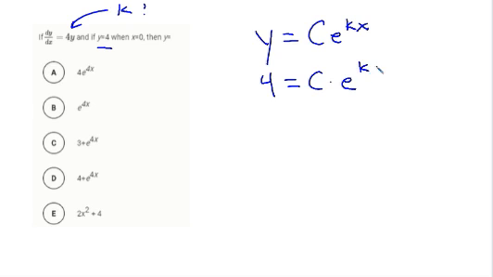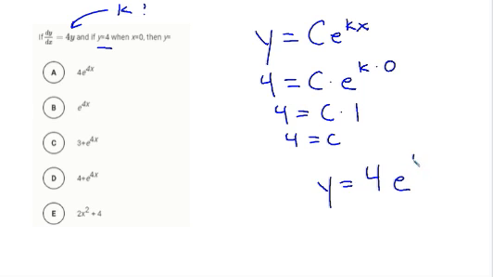But I have k times 0 right now, and so that's e to the 0. e to the 0 is 1. My c value is 4. And my equation now is y equals 4e to the 4x. Notice it's kind of odd, this problem. The c value and the k value wound up being the same thing, but we need to keep those separate, I guess is what I'm trying to say. Be careful with how you plug those in.